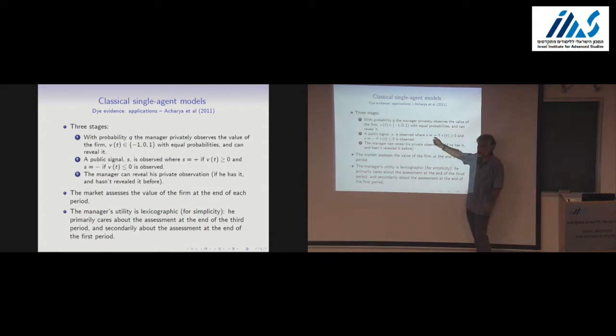The public signal is going to be plus, good news, if the value is 0 or 1. The public signal is going to be minus if the value is -1 or 0. Okay? And then, in the third period, the manager can reveal the private information that he had if he hasn't yet revealed it. So if he has the information and hasn't revealed it, he can now choose to reveal it. The market decides the value of the firm at the end of each period, and the manager cares, again a gross simplification, lexicographically about the belief of the market at the end of the third period, and second order lexicographically about the belief at the end of the first period. We could make it a more continuous model and not have it be lexicographic. The proof is a little more involved, and now I can give a simple argument.